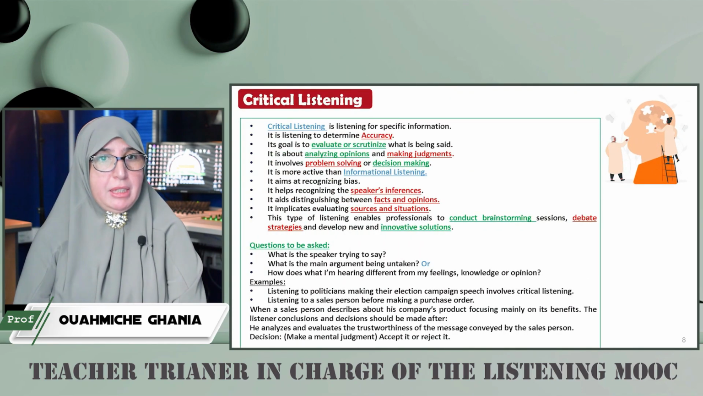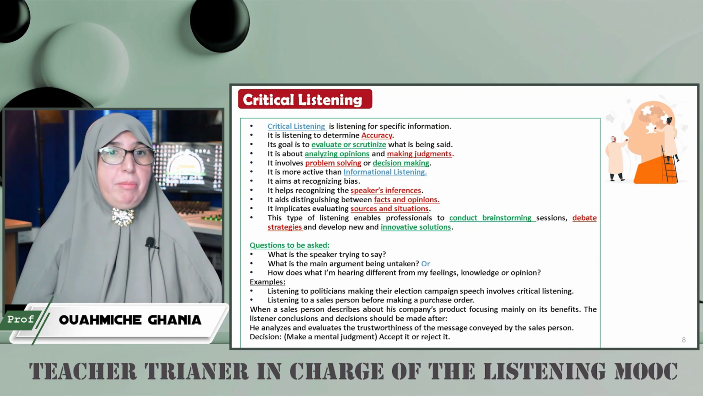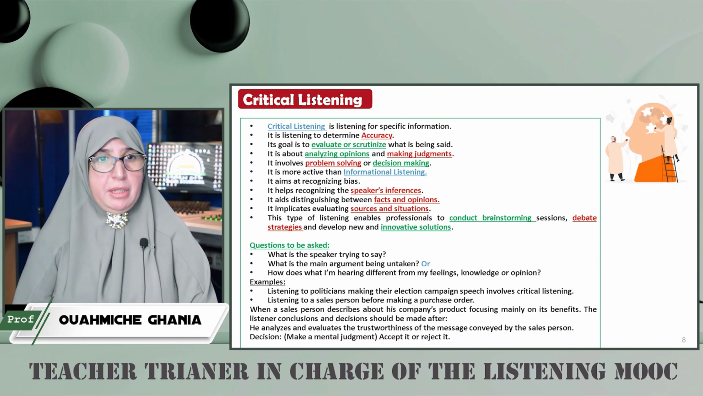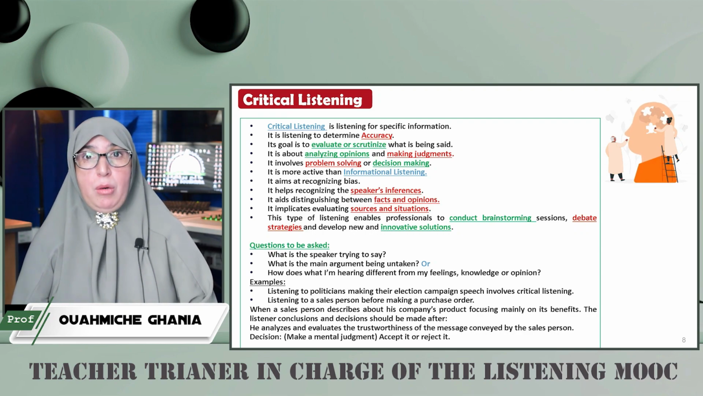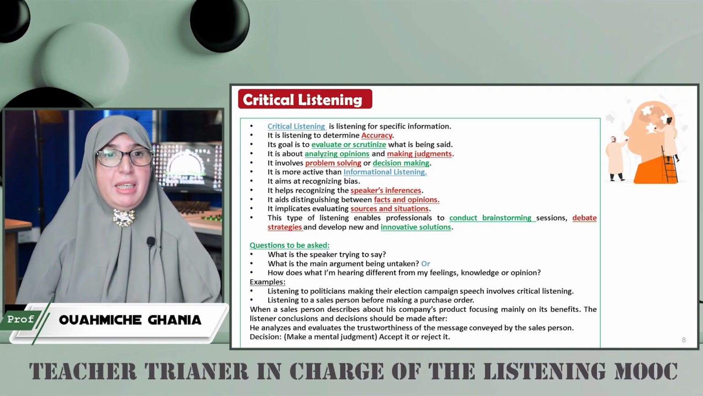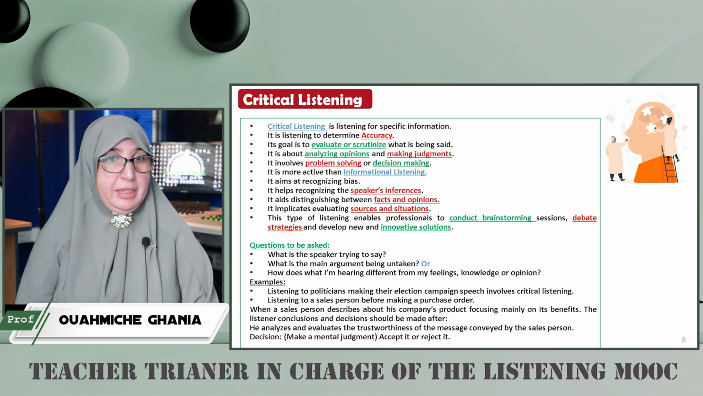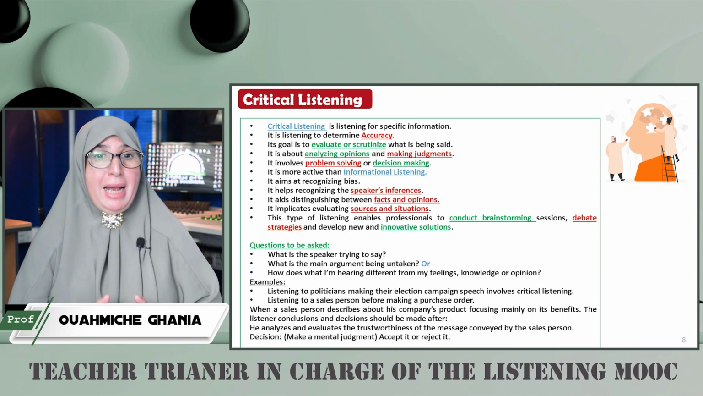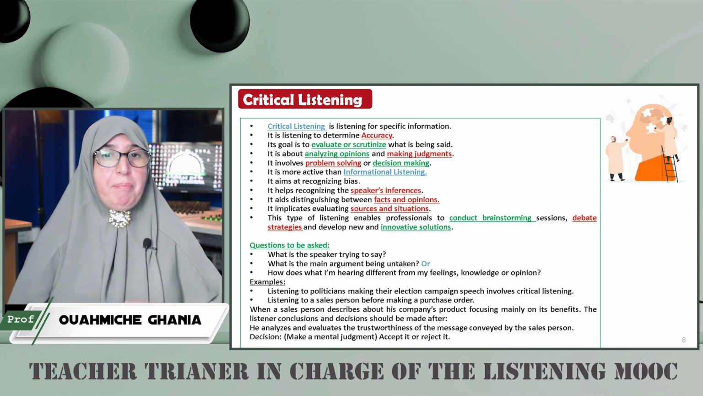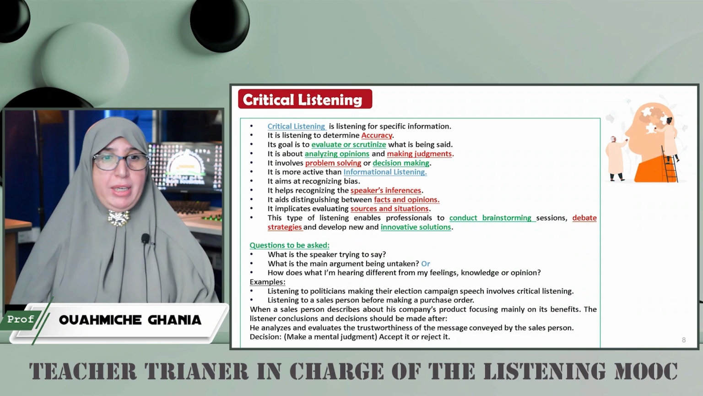Now, let's look at critical listening. Critical listening is a type of listening used for specific information. It is to determine accuracy, and the main goal is to evaluate or scrutinize what is being said. It's about analyzing opinions and making judgments. It involves also problem solving or decision making and aims at recognizing bias. It helps recognizing the speaker's inferences, what you infer from the message. It adds distinguishing between facts and opinions and implicates evaluating sources and situations.